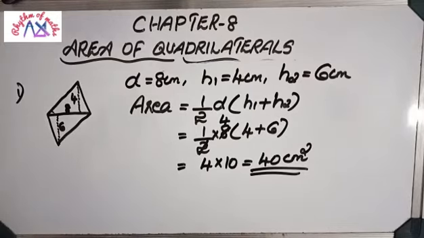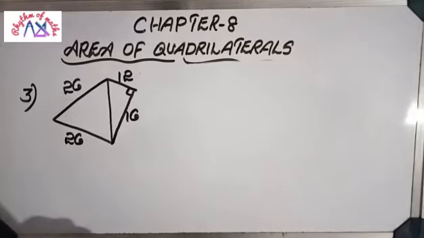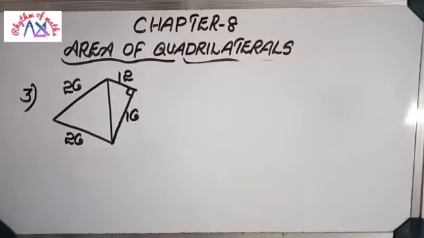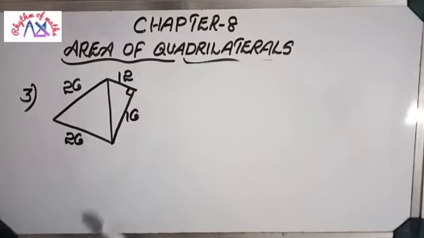Now let's do the third question. Third question is, compute the area of the quadrilateral shown below. In this question, one quadrilateral is given with these two sides as 26 centimeter and one side 12 and here 16, and this angle is 90 degree. We have to find area of this quadrilateral.